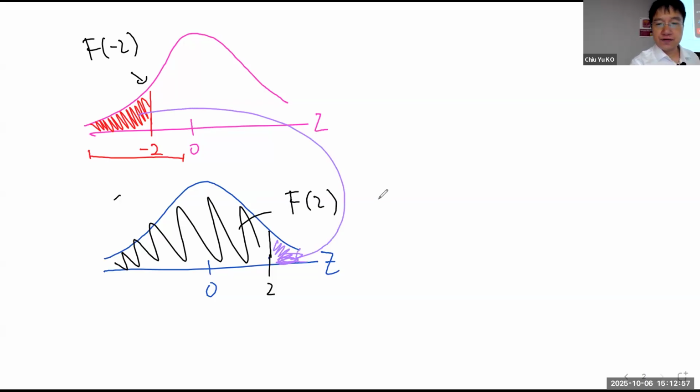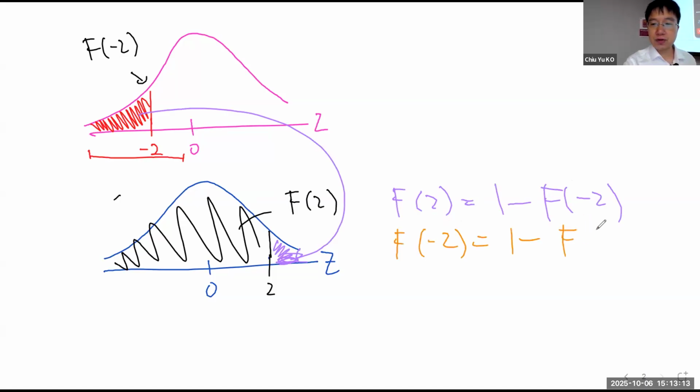Okay, so f of 2 is simply 1 minus f of negative 2. And you can see the symmetry here. F of negative 2 is 1 minus f of 2. You can always go back. So if you are given the positive Z table, you can always go back and forth and have fun. Okay, is that okay?